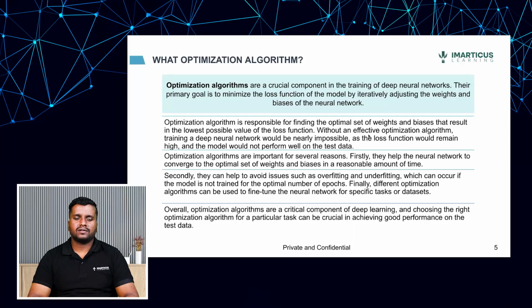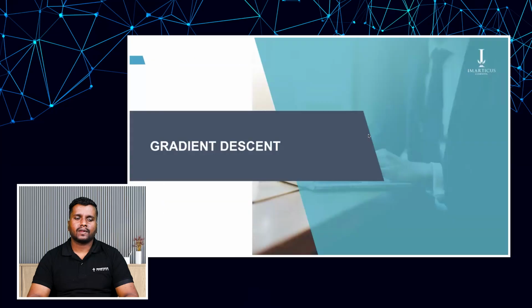Optimization algorithms are important for several reasons. Firstly, they help the neural network converge to the set of weights that it is finding, and they help it converge in a reasonable time. Secondly, they can avoid issues such as overfitting and underfitting, because at the time of training itself, it adjusts to avoid overfitting of the data with each and every epoch. Overall, optimizations are critical components of deep learning, and choosing the right method is the best possible way. It is also crucial to understand which would be the best way of optimizing the current learning algorithm.